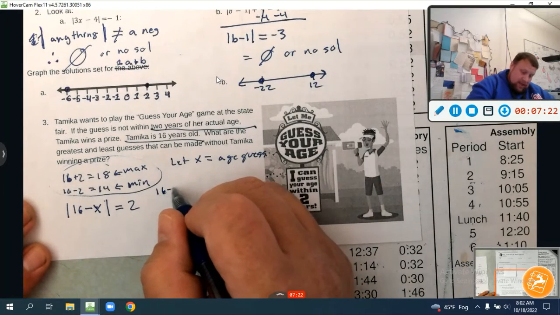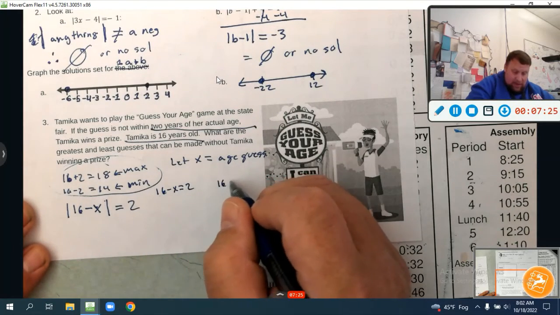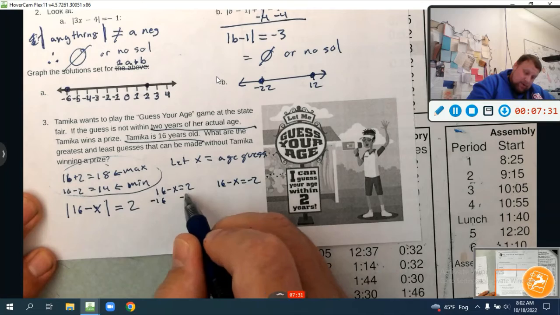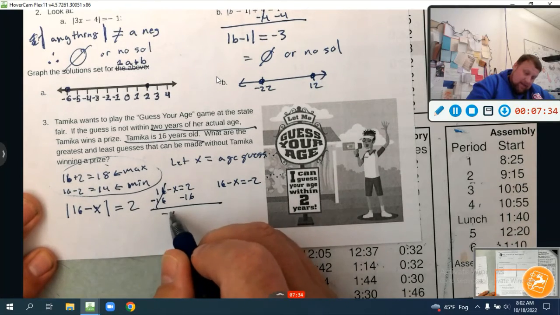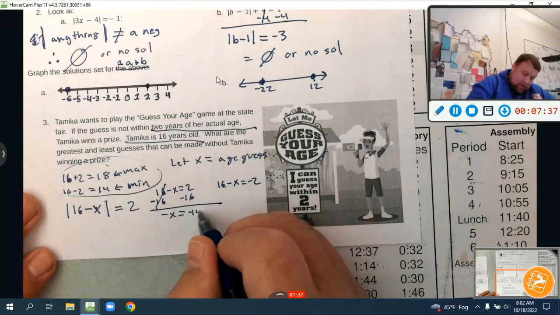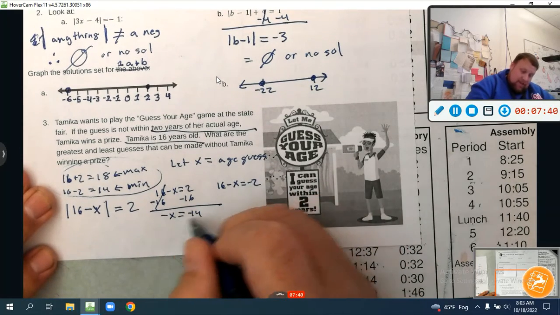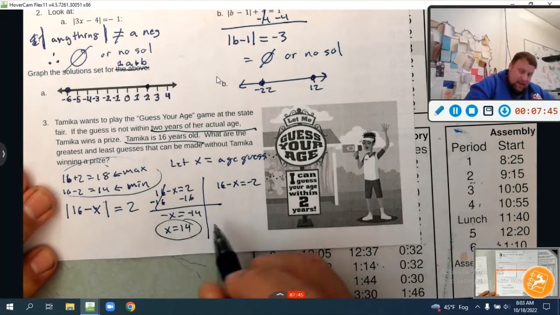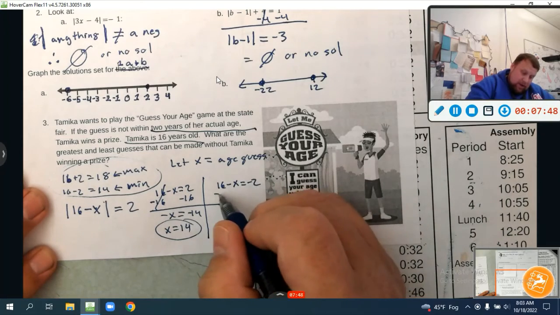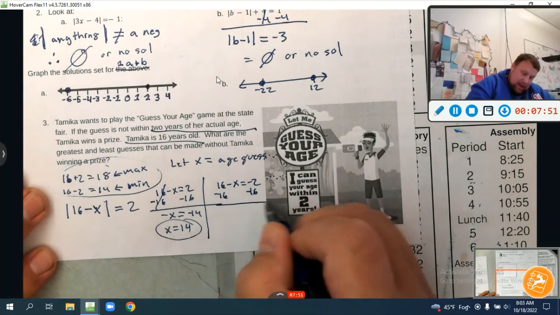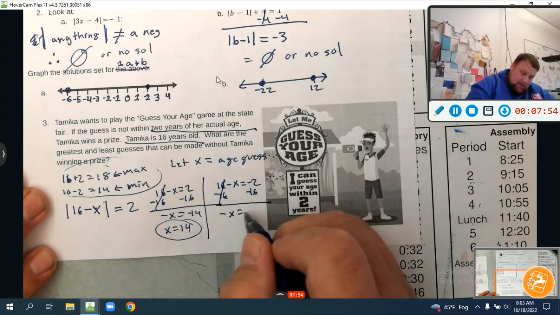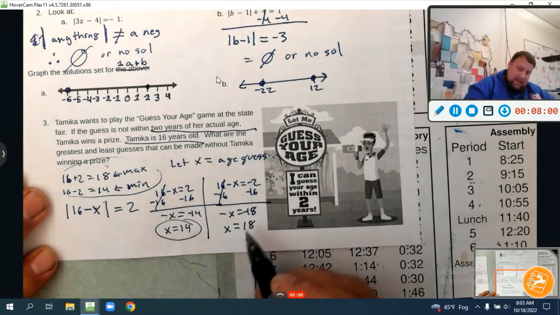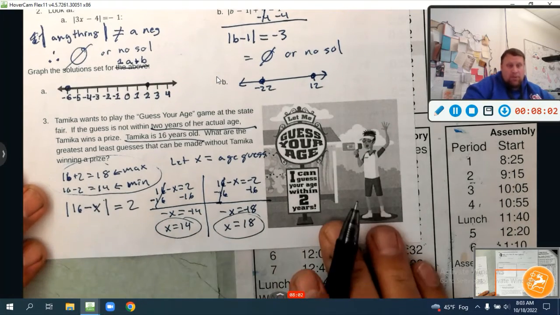Well, we do 16 minus X equals 2. And we do 16 minus X equals negative 2. I am going to subtract 16 from both sides. And I get negative X equals negative 14. If negative X equals negative 14, what does positive X equal? It equals positive 14. That's our minimum guess. How about over here? Subtract 16 again. And I get that negative X equals negative 18. Positive X equals positive 18. Which are what we kind of just problem solved earlier.